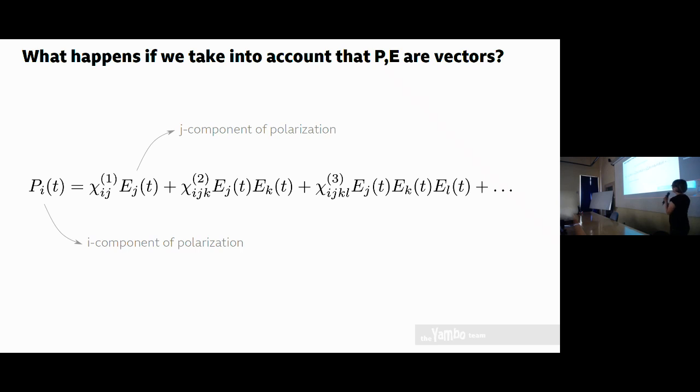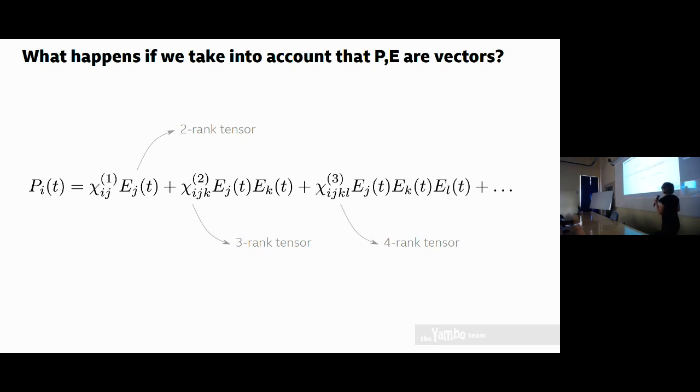we can look, for example, at one component of the polarization, and that can result from the different components of the field. So, for example, in the linear case, that means that these objects here are not scalars, like in what I showed before, but they are tensors. In the first order, I have a second rank tensor, in the second order a third rank tensor, and a fourth rank tensor in the third order, and so on.